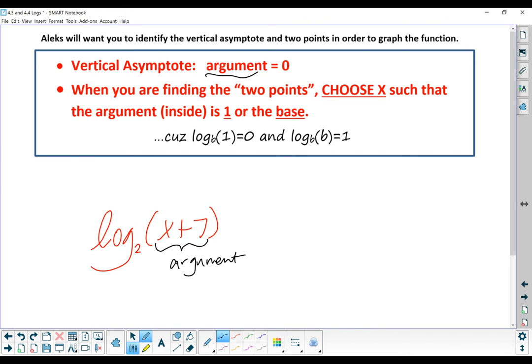And then when we find our 2 key points, we're going to set the argument equal to 1, and we're going to set the argument equal to the base of the log. The reason we do that is because log base b of 1 is 0 and log base b of b is 1. So if we can figure out what x values make the argument 1 and which x value makes the argument b, that gives us some nice integer points on our graph.